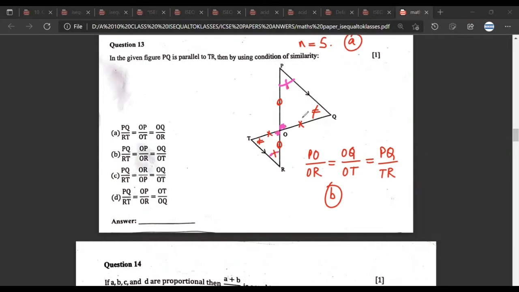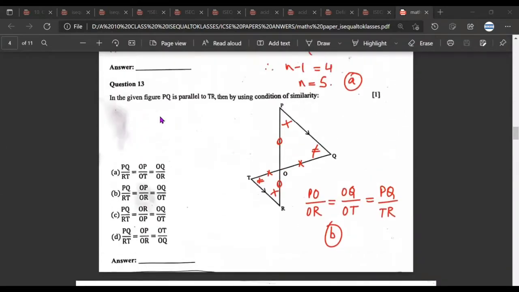Usually when I do these questions, I mark the corresponding sides. So these are the corresponding sides I mark. PO is my circled corresponding side. PO upon OR. Then OQ and OT, the crossed ones, are my second pair of corresponding sides. The only ones left are PQ and PR. This is what I've written here. So it's a basic similarity problem, not very tough.